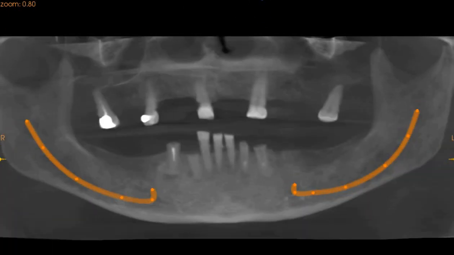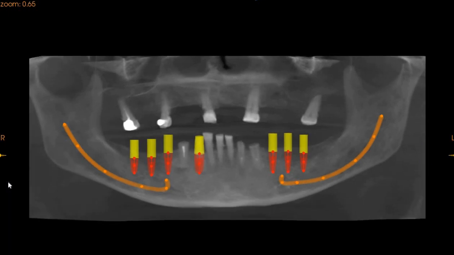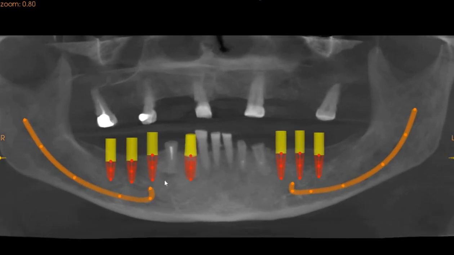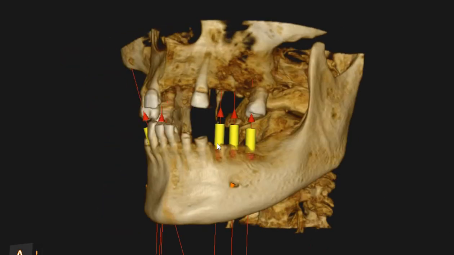So this is the panoramic view, and these are all the implants that we placed in all the most ideal locations. These are all Megagen N1 implants. As you can see, we place them in the lower canine region, the right lower premolar molar region, and the left lower premolar and molar region. This is how the implants look; the yellow part is the prosthetic component.